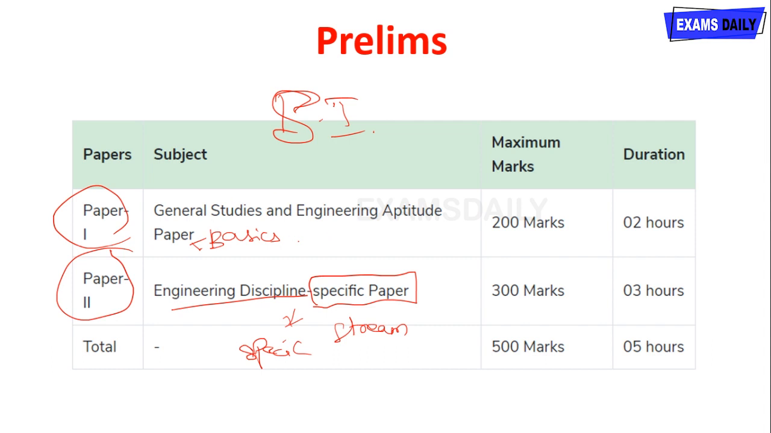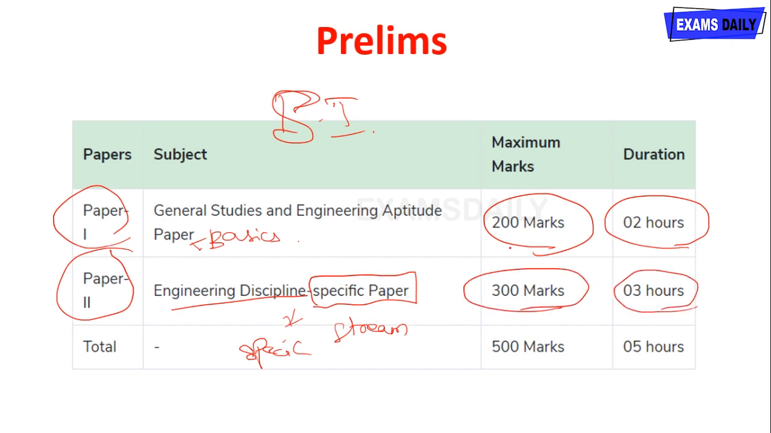Paper 1, General Studies and Engineering Aptitude, is for 200 marks and the time duration is 2 hours. For Engineering Discipline, your specific paper, the maximum marks are 300 and the duration is 3 hours. In total, you write the examination for 500 marks in 5 hours. This is the examination pattern for the preliminary examination. Paper 1 syllabus is common for all streams, but paper 2 is based on your specific stream.